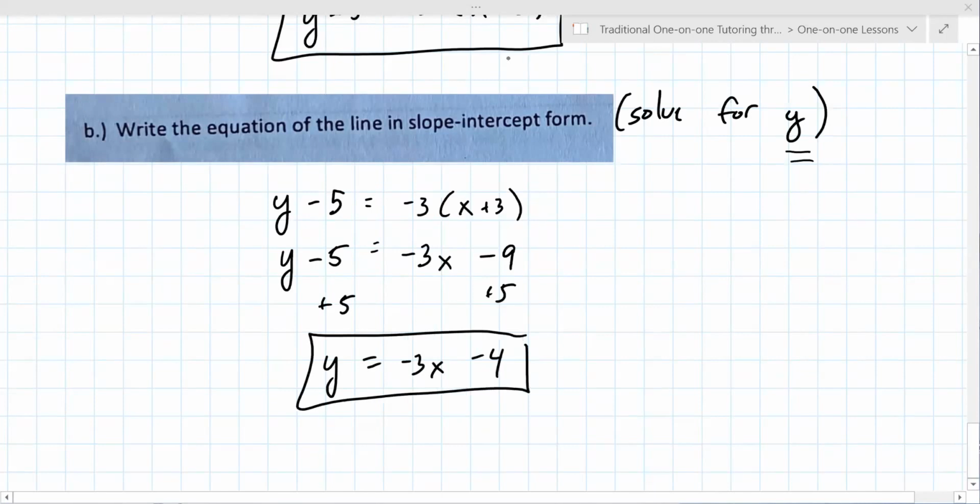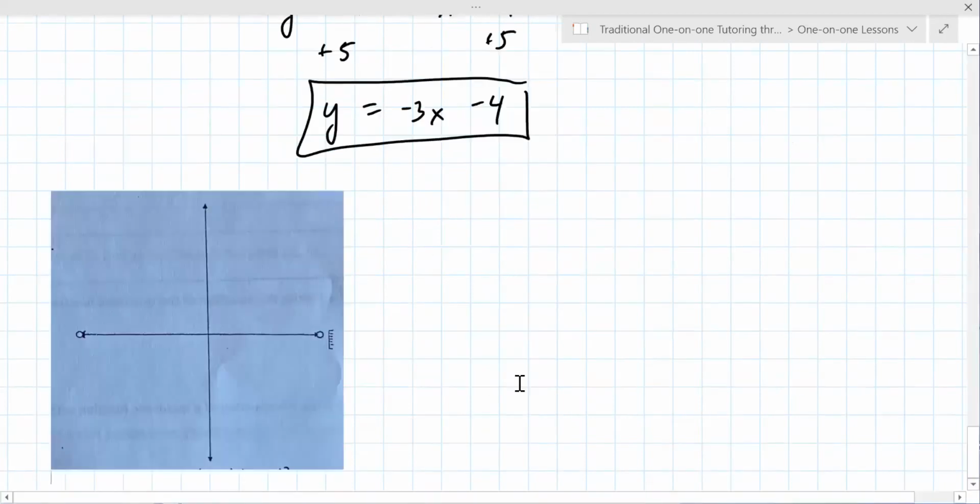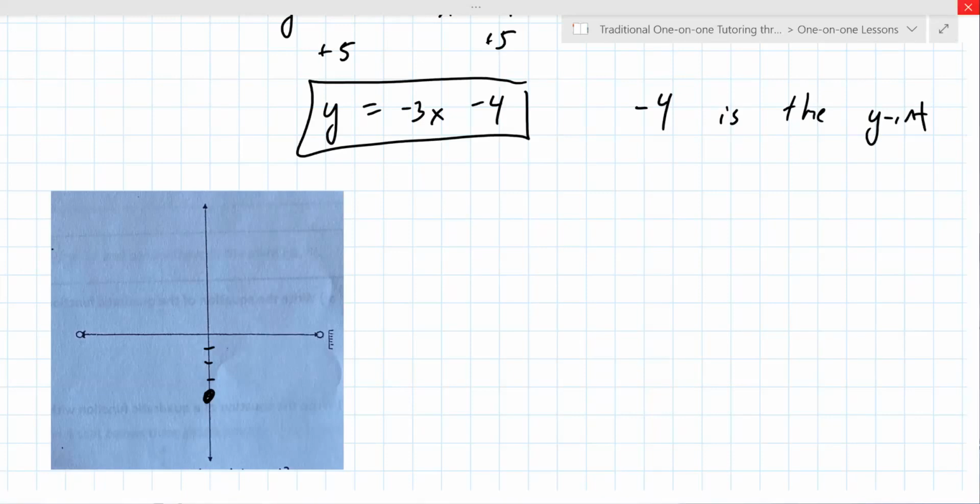Part C says to graph the line. So the best form to graph a line in is probably this one, because you start with the b value. You start with -4. -4 is the y-intercept. Okay. All right, -4 intercept, and then I'm assuming -3 is the x-intercept. Nope, that's the slope. -3 is the slope. So -3 over 1 is the slope.